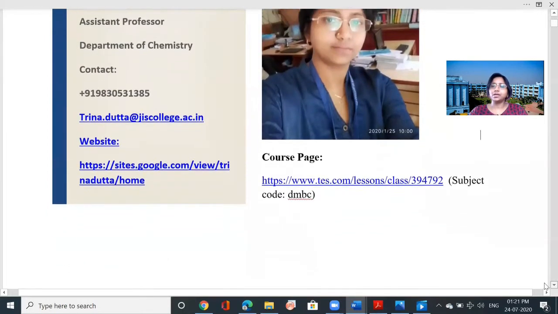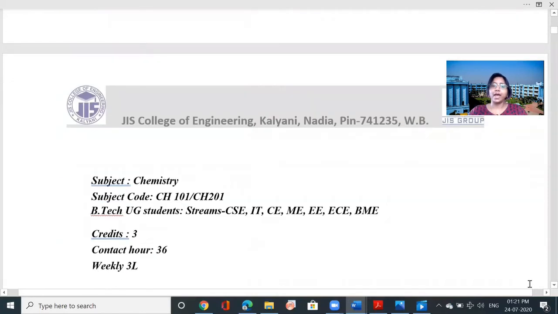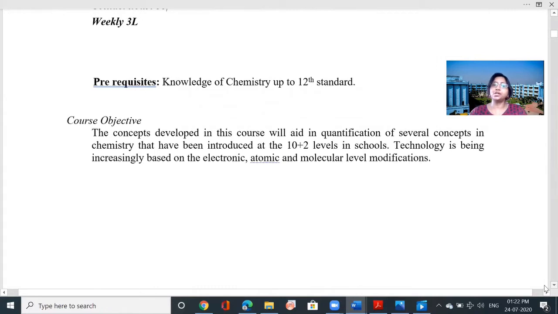The course is chemistry, and the subject code is CH101 for odd semester and CH201 for even semester. This course is for undergraduate BTech students, and the streams are CSE, IT, Civil, Mechanical for even semester, Electrical, ECE, BME for odd semester. The credits are 3, the contact hours 35, and weekly I will take 3 lectures. The prerequisite knowledge required to understand the concepts of chemistry is the 12th standard. About the course objective, students will learn several concepts of chemistry from this course.